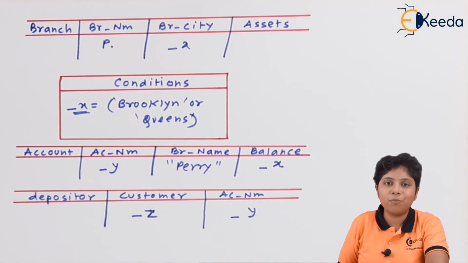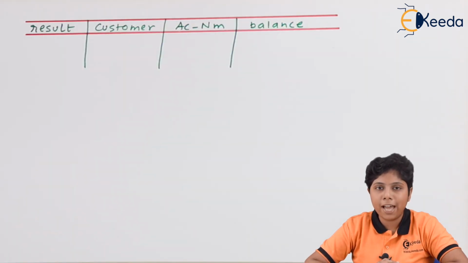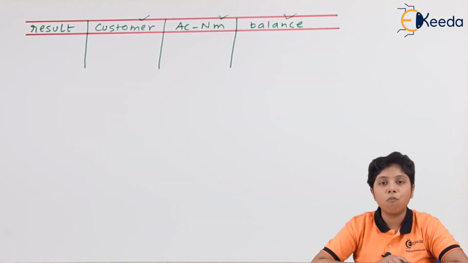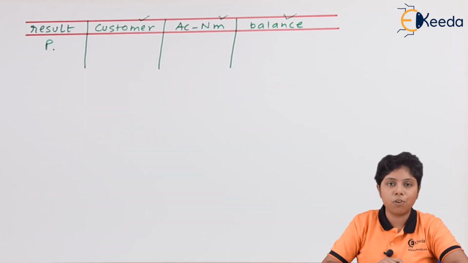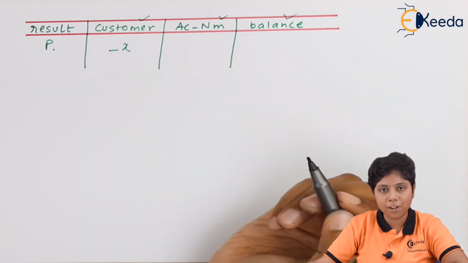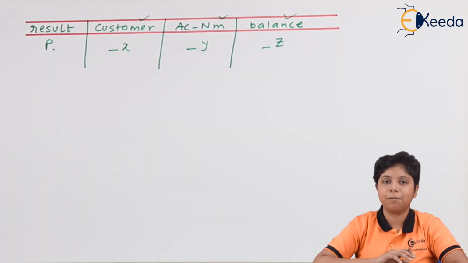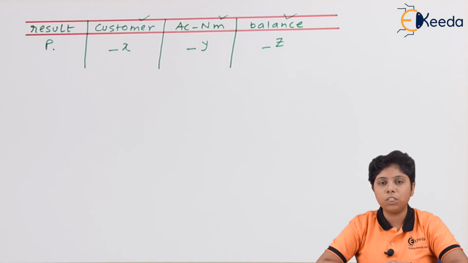Now how to write the result query? I will show you. So my result query will have only the fields customer, account number, and balance, which are the desired fields for our relation. So I want to fetch all the tuples from the result relation, which will consider the customer number variable, the account number variable, as well as the balance. So in this way, we can actually use the result query to fetch the final resultant relation.